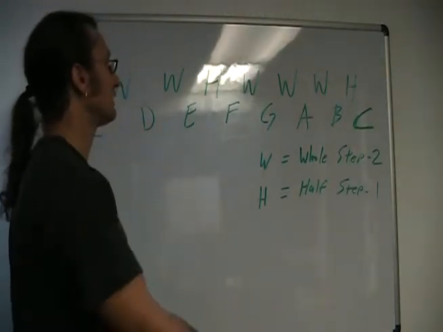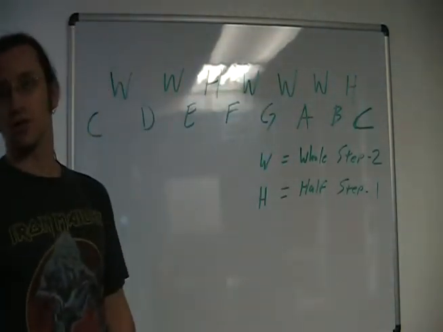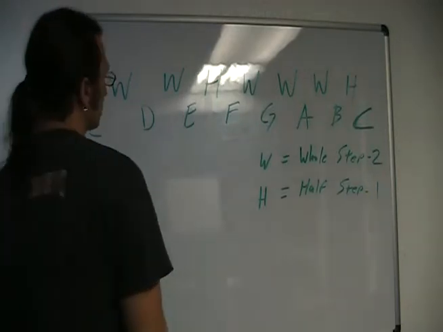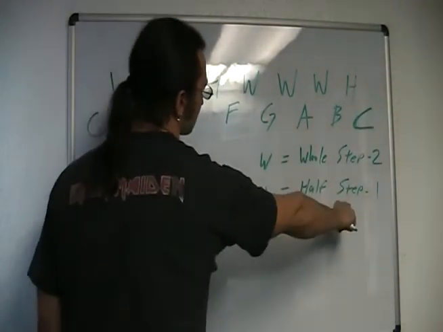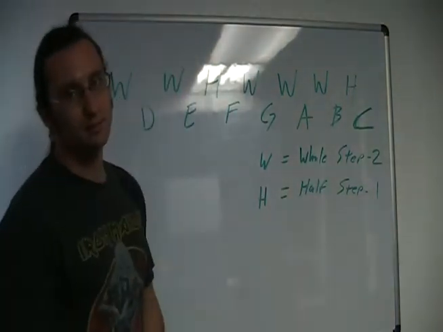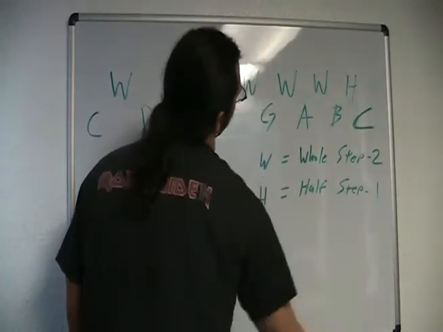So, what I have up here at the top, the W's and H's, that is the major scale formula. The major scale formula is comprised of whole steps and half steps. A whole step is 2 frets apart. A half step is 1 fret apart.